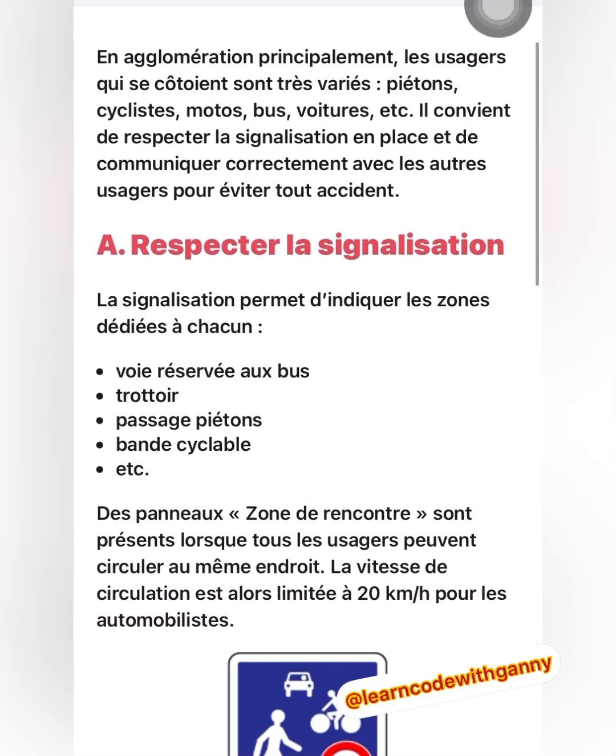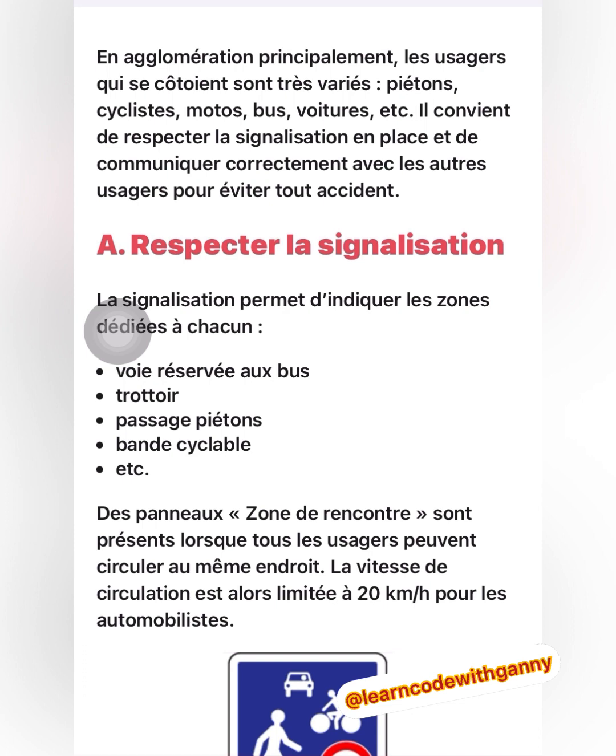So we are going to the A part. The A part says respect the signage. The signage makes it possible to indicate the area dedicated to each user on the road. Like number one, we have the lane reserved for bus, we have the sidewalk, which is for people that are using their legs to walk. Then we have the pedestrian crossing, that white line on the road. Then we have the bike crossing, that is a bike lane, and so on.